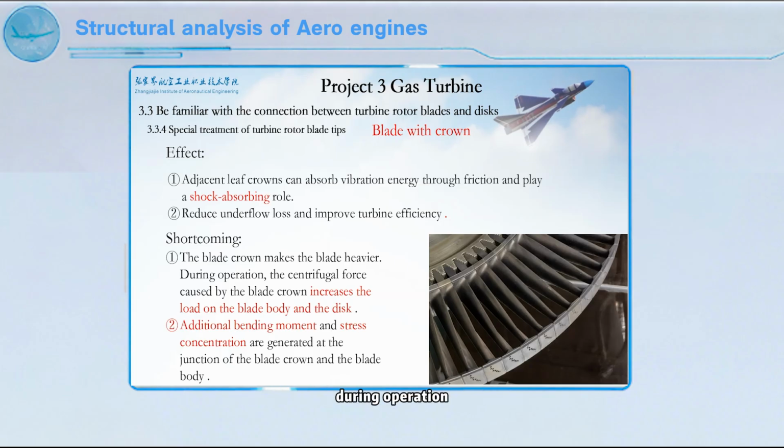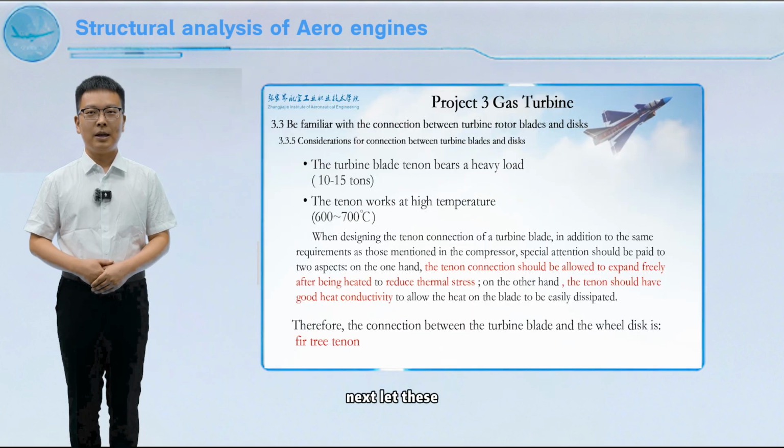During operation, the centrifugal force caused by the blade crown increases the load on the blade body and the impeller. It will also cause additional bending moment and stress concentration at the transition between the blade crown and the blade body. Next, let's learn about the connection between turbine blades and wheels.